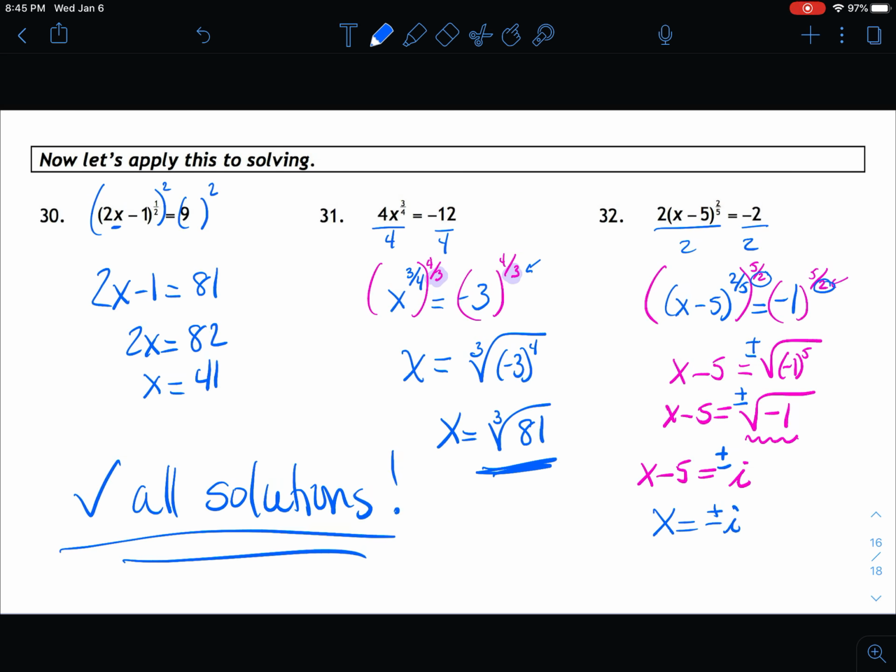So that's going to be plus or minus i plus 5. So there's actually two solutions here that would work for us.